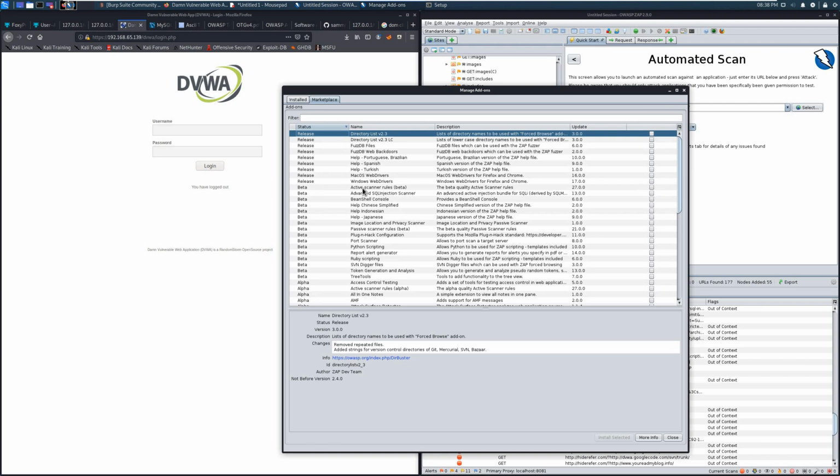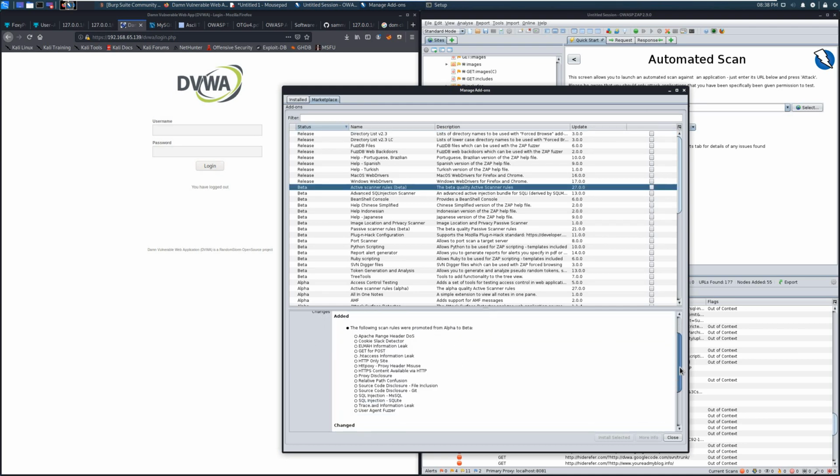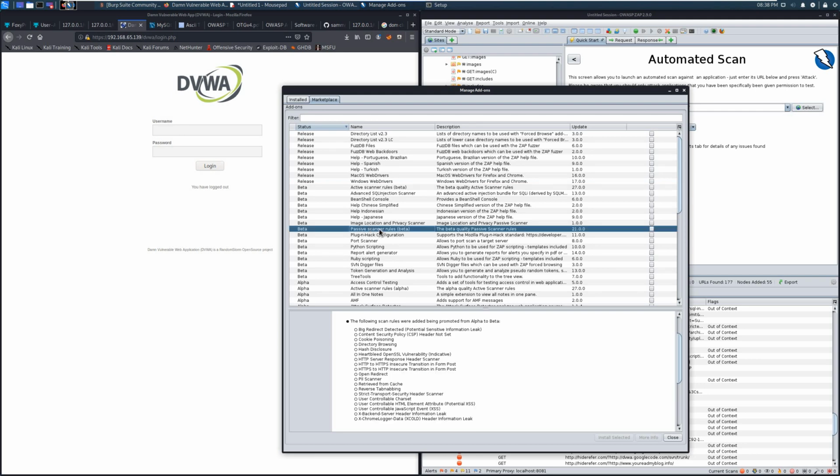I would recommend installing the active scanner rules, because you can see that that will increase the number of checks quite a lot. So these are all the additional checks you receive just by installing this add-on. And there is also, right here, passive scan rules. So again, if you install this, these are the additional checks OWASP ZAP will do for you. How to install it? Well, you just click this tick box and install selected, and you are done. You have now added an add-on to your OWASP ZAP.